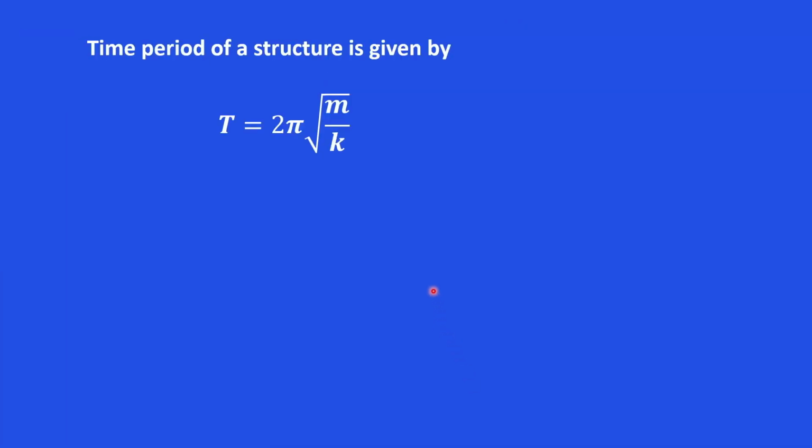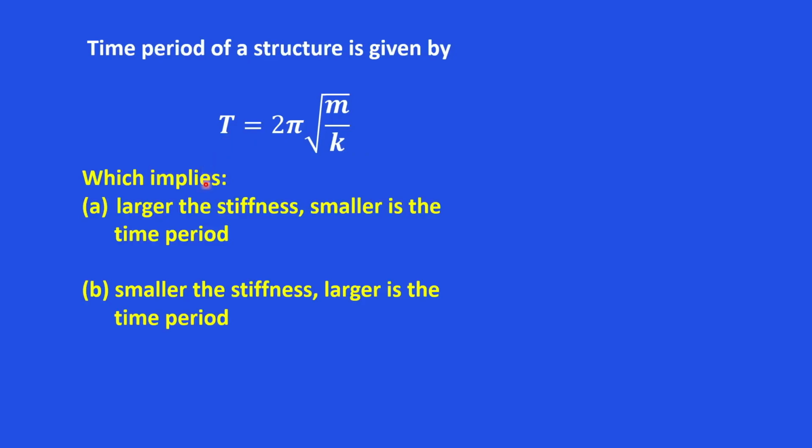Now the time period of a structure is given by T equal to 2π square root of m by k. m is the mass and k is the stiffness. So mass more means time period is more, stiffness more means time period is less, and stiffness less means time period is more. So this formula implies larger the stiffness, smaller is the time period. Smaller the stiffness, larger is the time period, because k is there in the reciprocal of the expression at the bottom.